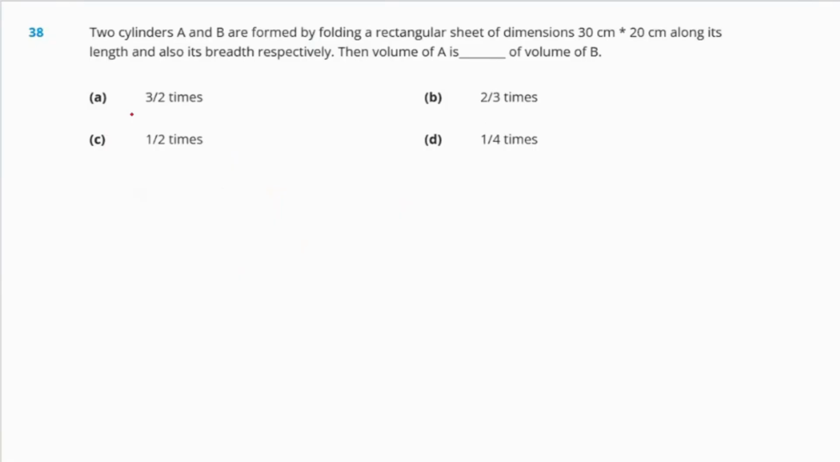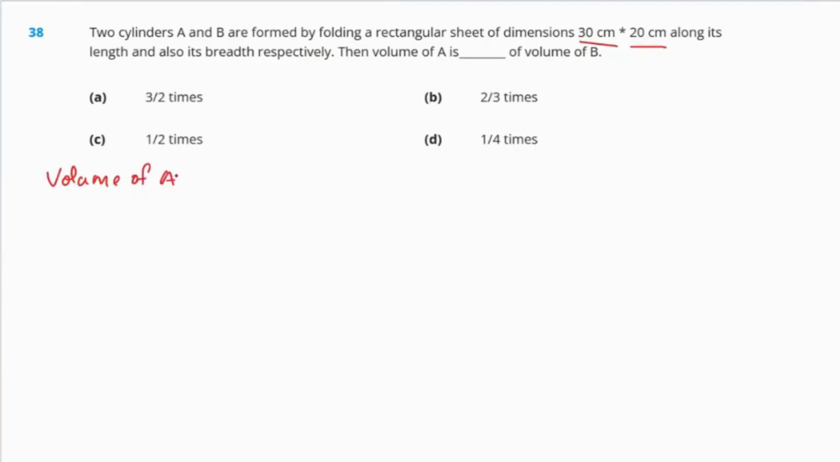Next, two cylinders A and B are formed by folding a rectangular sheet of dimensions 30 centimeter into 20 centimeter along its length and breadth respectively. The volume of A is dash of the volume of B. So here you can see two cylinders are formed by folding a rectangular sheet, and we have to find the volume. So first we will find the volume of A.